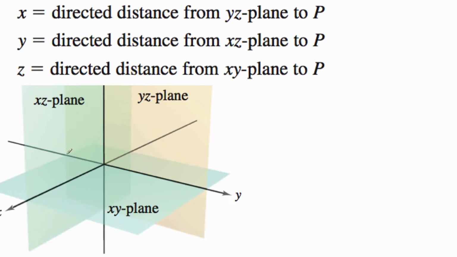Y is the distance from the xz plane. Let's see, where's y? Y is this way. And z is the distance from the xy plane to the point.